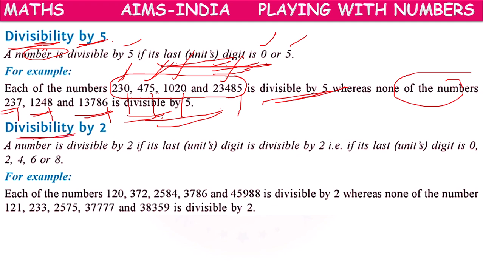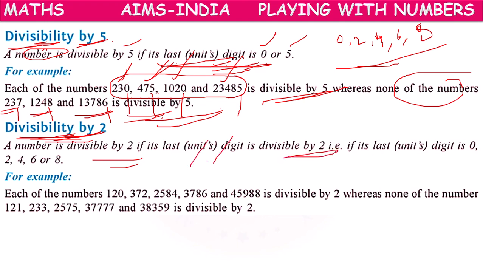Suppose we want to check divisibility by 2. Already we have learned this in types of natural numbers. Any natural number having 0, 2, 4, 6, 8 in its units place is an even number, and any number divisible by 2 is considered to be an even number. A number is divisible by 2 if its last digit or units digit is divisible by 2.